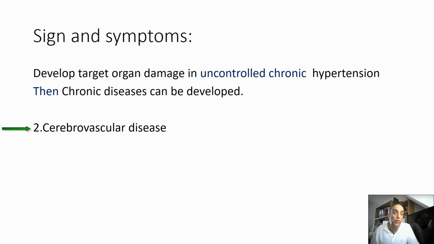Or cerebrovascular disease. As you know, when the person has hypertension, inside the vessel we have a high pressure, and in small vessels like the brain and CNS, this increased blood pressure can damage the vessel or cause rupture of the vessel, and there can be cerebrovascular disease such as a stroke.